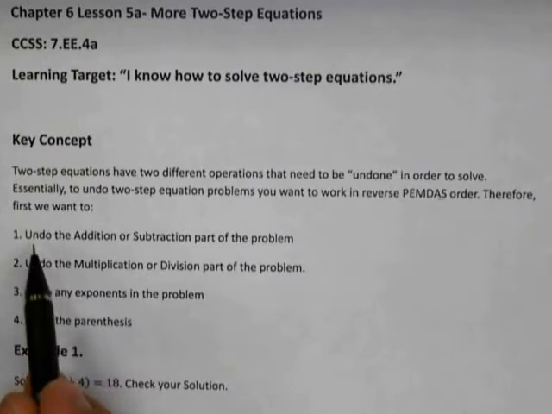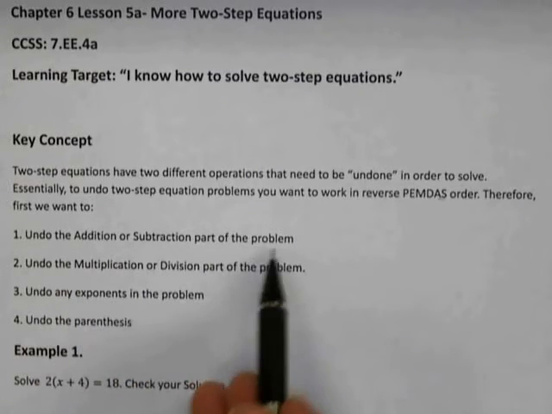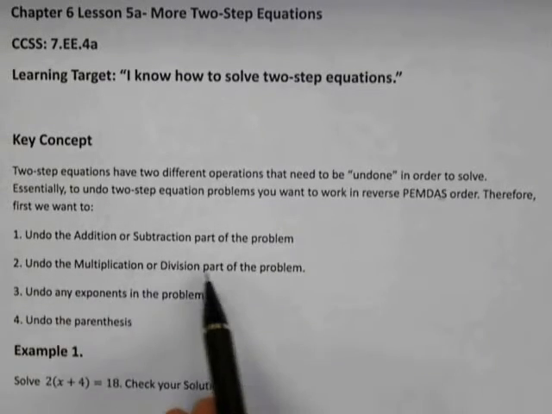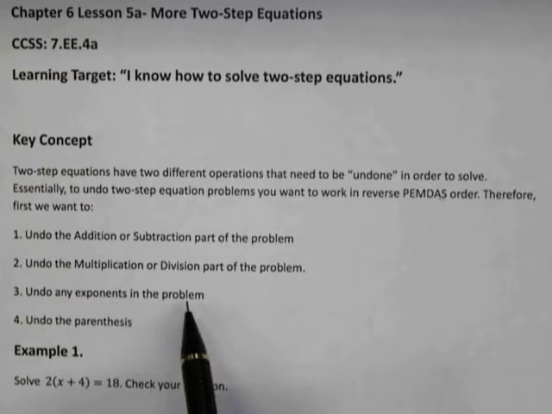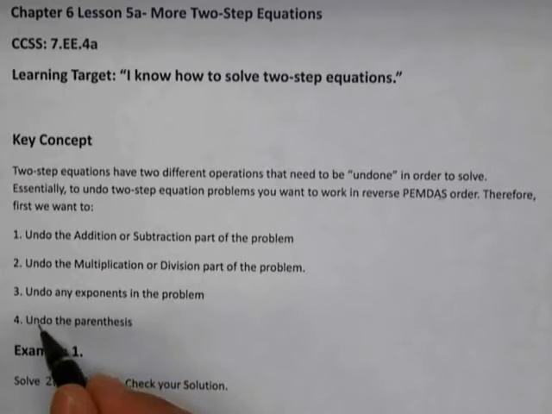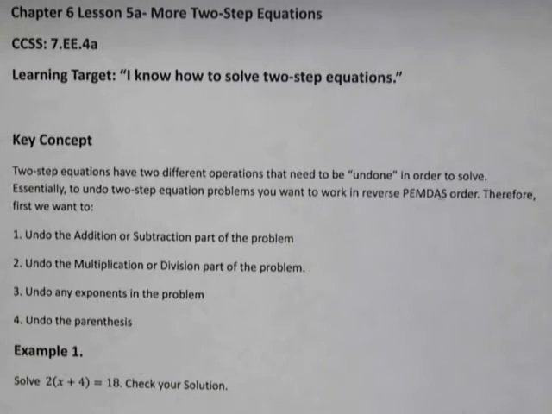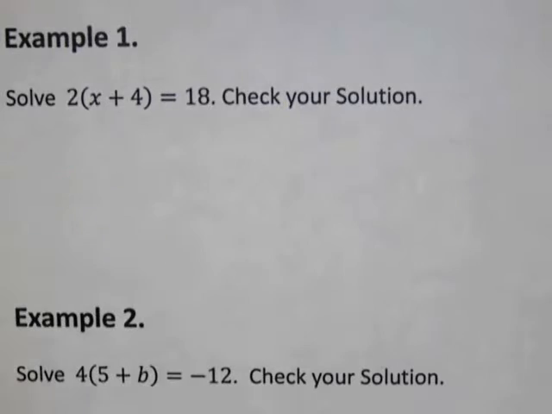So therefore, first we want to undo the addition or subtraction part of the problem. Second, undo the multiplication or division part of the problem. Third, undo any exponents in the problem, which we probably aren't going to work with in this one. And lastly, we want to undo the parentheses. That's the really key focus that I want you to understand: whatever's inside the parentheses, we want to do last. Okay, so let's go on to a few examples.